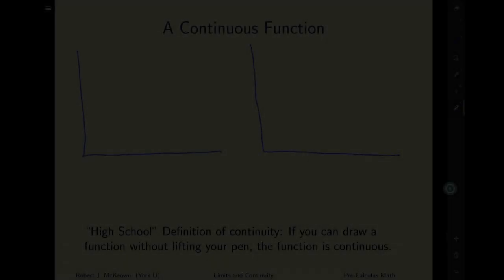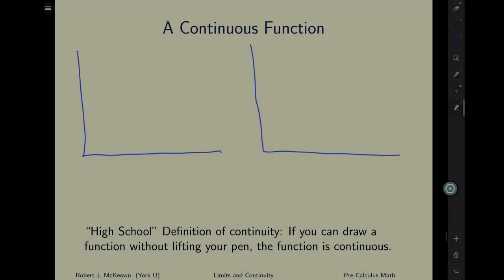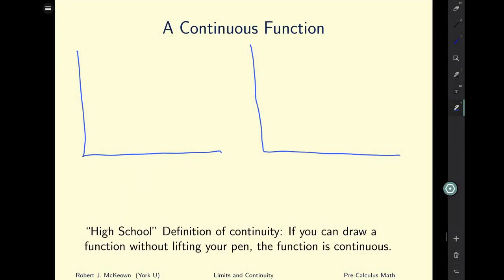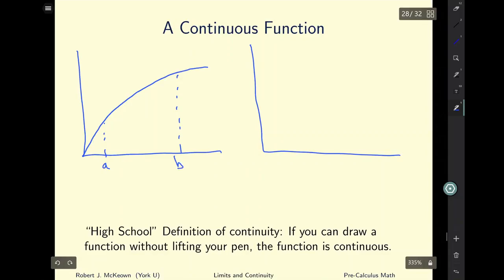If you can draw a function without lifting your pen, then that function is continuous. So I might have something like this, right? And if I pick two arbitrary points like that, I can say that this function is continuous on the interval a, b.